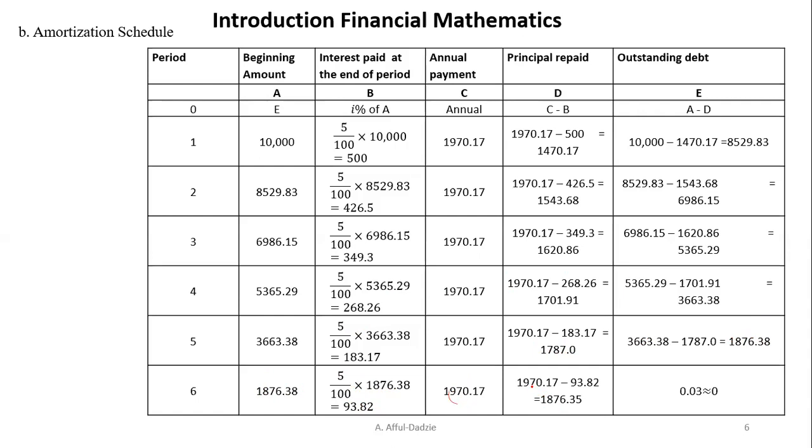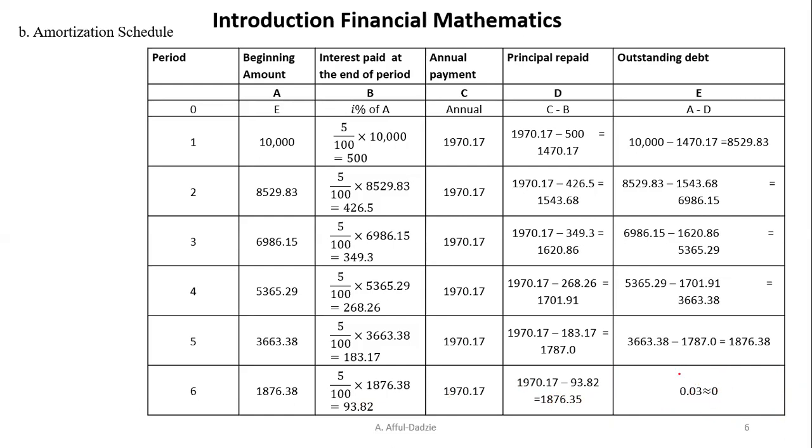So we find the difference between the annual payment and the interest, and we have 1876.35. We take this and subtract it from what we were owing. What we were owing was 1876.38 minus 1876.35. I think this is as a result of some of the approximations we did. So this is like 0.03, and we assume it's 0.